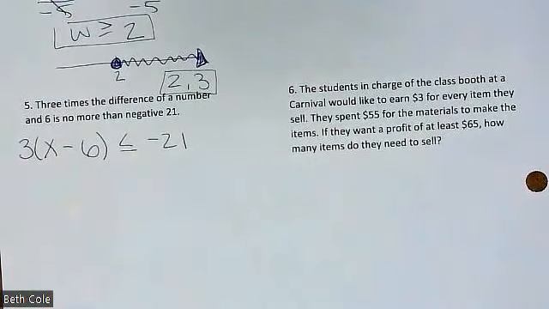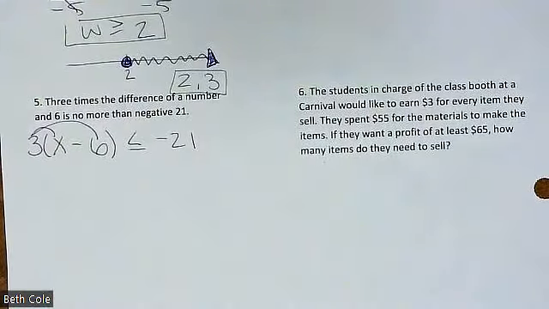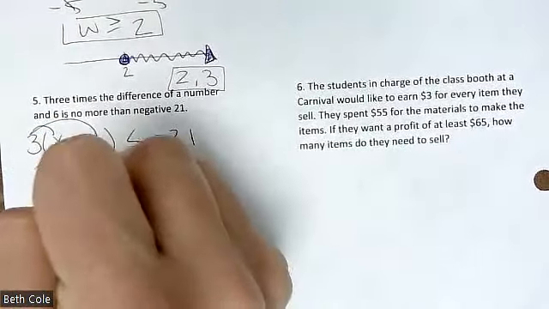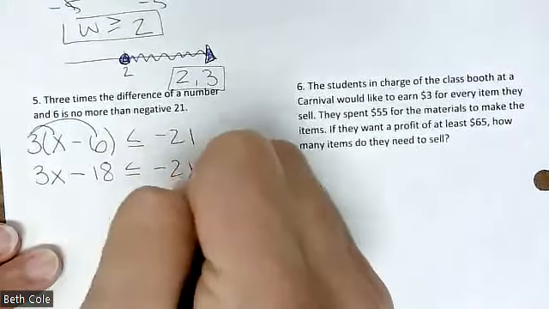Hey, can you write this down? We're doing notes. This is the learning part of today. Okay. Then we're going to work that out. What do you need to do with this 3? Distribute. Again, not being hateful. Just want you to get a good grade. So 3x minus 18. 3 times 6 is 18. Less than or equal to -21.